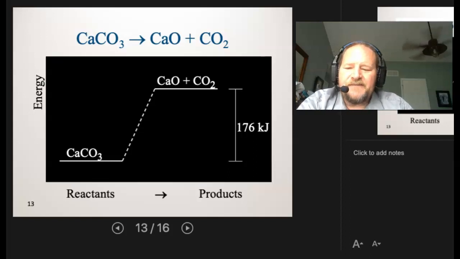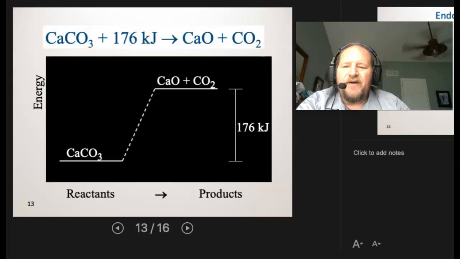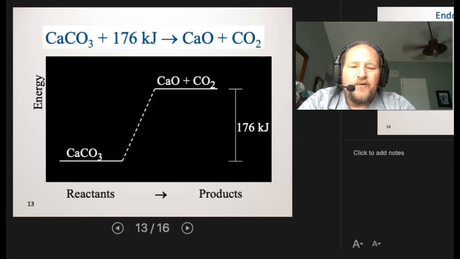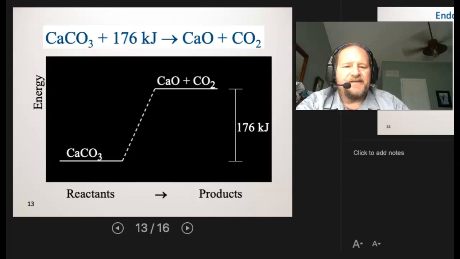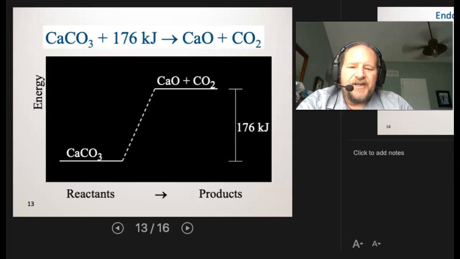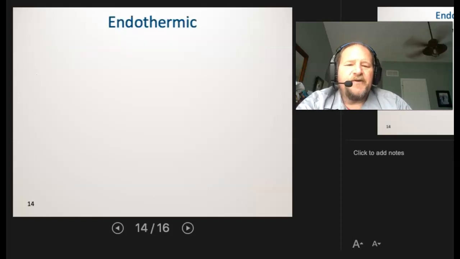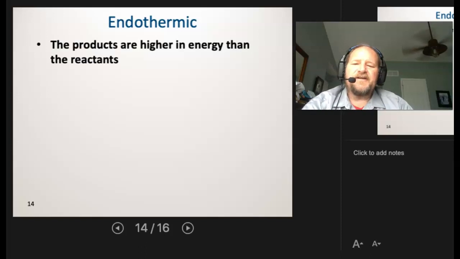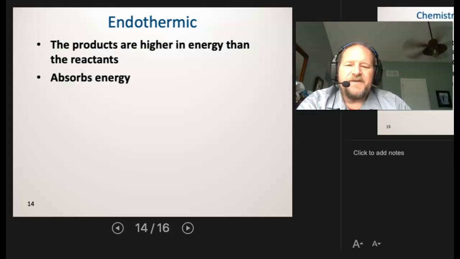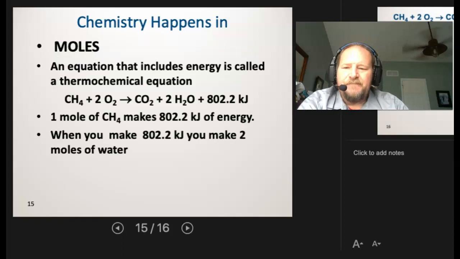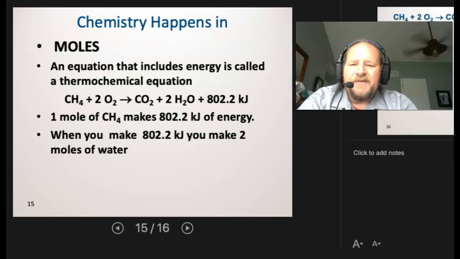So what will that look like as far as the reaction goes? Well, now I'm going to rewrite it so that calcium carbonate will require 176 kilojoules to produce calcium oxide and CO2. Since I'm putting energy on the reactant side, this is going to be an endothermic reaction. The products here are higher in energy than the reactants, which means the reaction is going to absorb energy. Now we can take this thermodynamic idea and put it back into stoichiometry. Since the chemistry happens in moles, we can write an equation that includes energy. We call this a thermochemical equation.